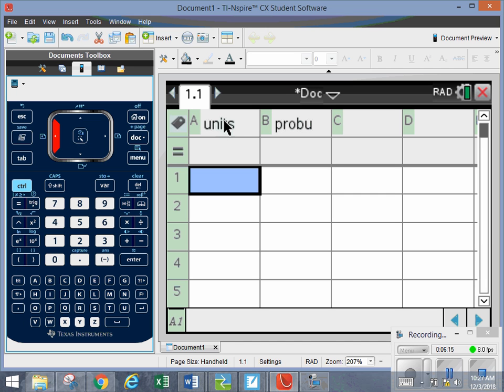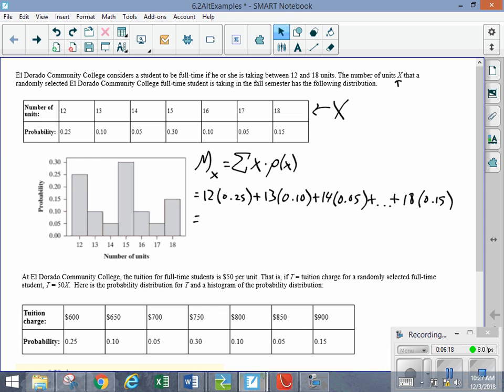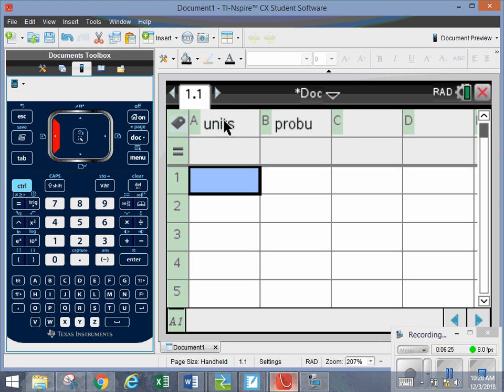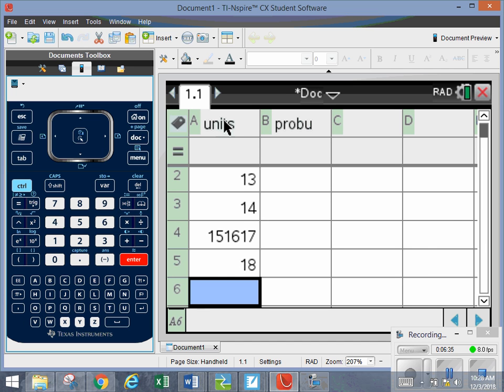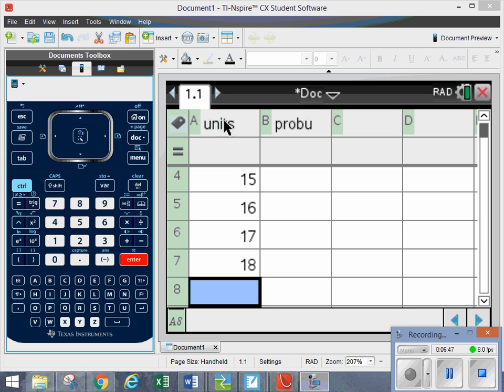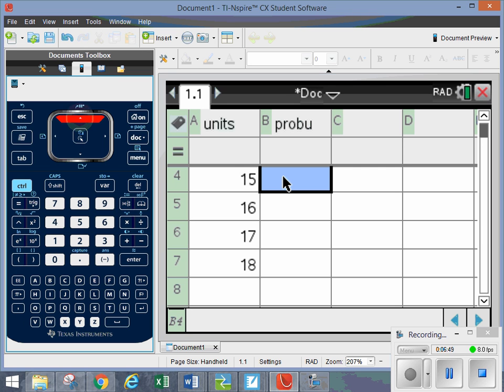And then our number of units began at 12, ended at 18. Okay, 12, 13, 14, 15, 16, 17. 15, 16, 17, 18. So now I have to put in each of these probabilities as well.